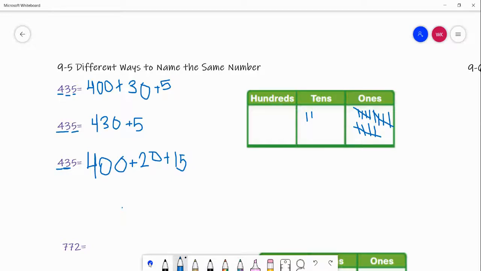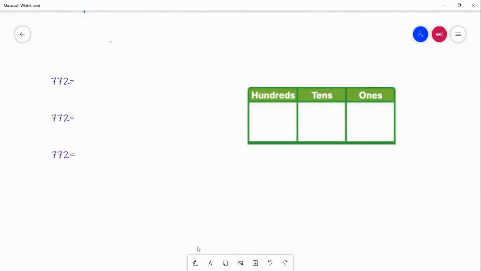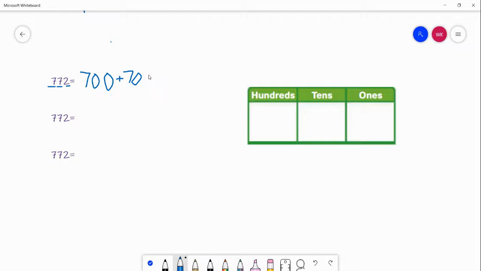So I have one more problem for us down here. Our number is 772. So the first way, I'm just going to expand it. That's the first way I think of, expanding it into expanded form like we did in our last lesson. So we have 700, because that's in our hundreds place, plus 70, because we have a 7 in our tens place, plus 2, because we have a 2 in our ones place. So that is one way that we can make this number.